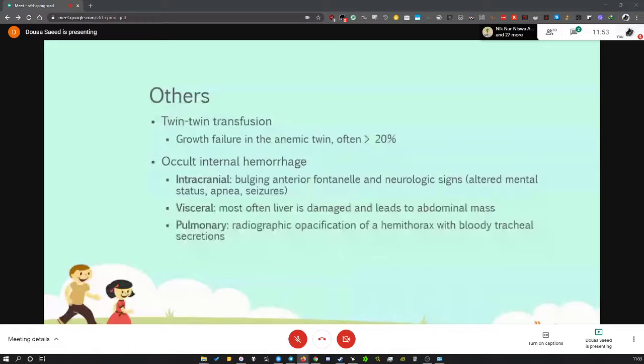And in occult or internal hemorrhage, if there is intracranial hemorrhage, you would note a bulging anterior fontanelle and neurological signs such as altered status, apnea, or seizures. In visceral hemorrhage, most often the liver is damaged, and that would lead to an abdominal mass. In pulmonary hemorrhage, the radiographic opacification of a hemothorax with bloody tracheal secretions may be obvious.